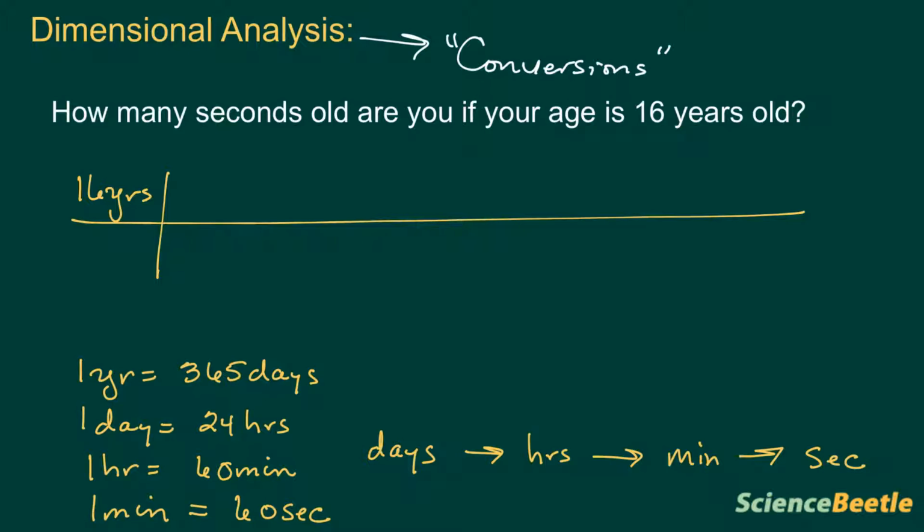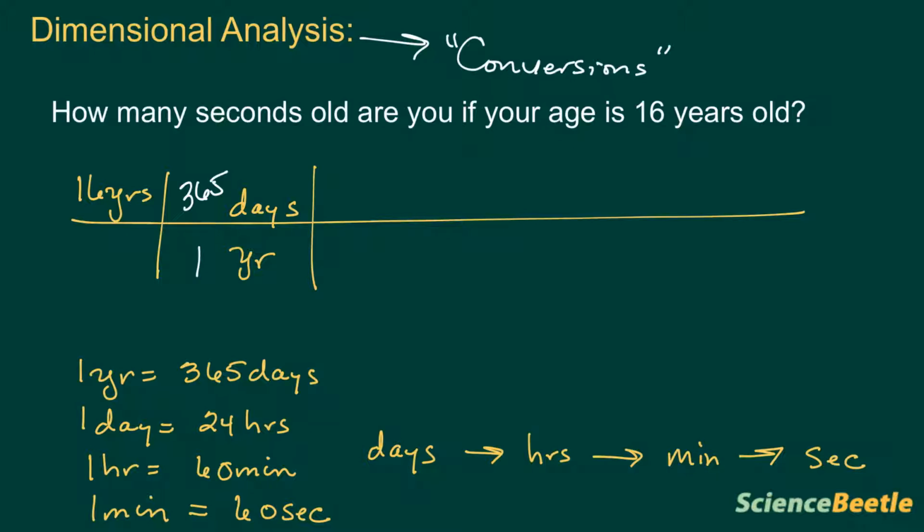So first I need to convert from years over to days. And so the conversion factor here, since I'm trying to find days, days will go in the numerator. So I'll put days up top and year at the bottom. And then I'm going to write the number associated with each of these conversions here. So I know that 1 year is equal to 365 days. So that'll be my first conversion.